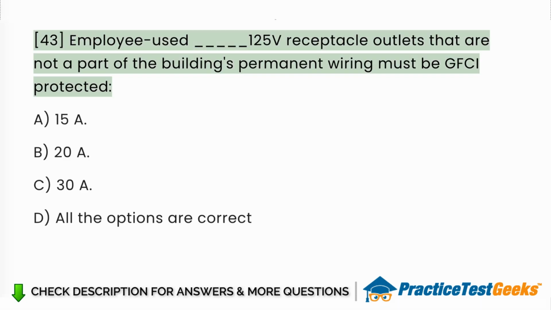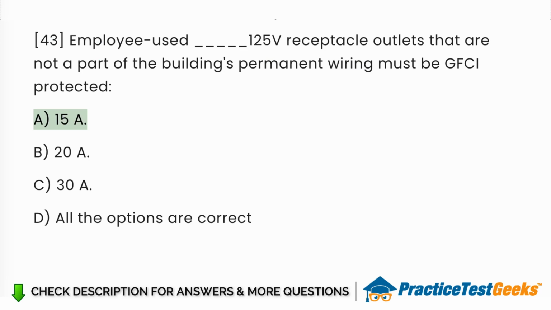Employee-used 125V receptacle outlets that are not a part of the building's permanent wiring must be GFCI protected. A. 15A. B. 20A. C. 30A. D. All the options are correct.